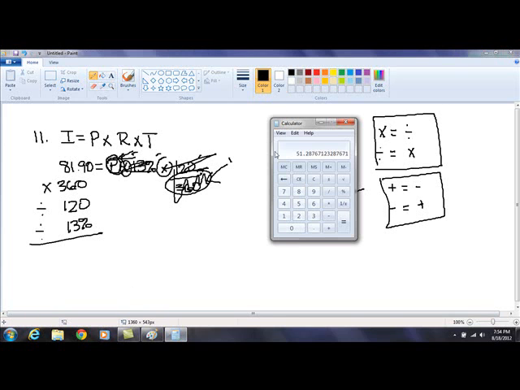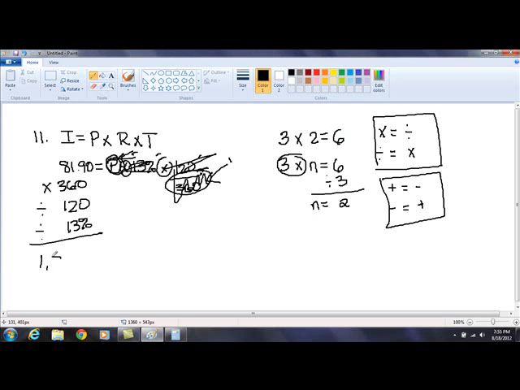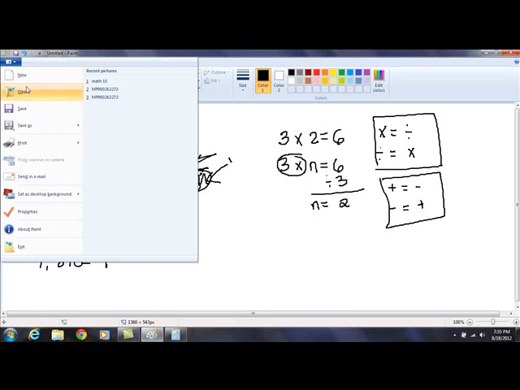So now all I have to do is bring out my handy dandy calculator and put in 81.90 times 360 divided by 120 divided by 0.13, and my result, 1,890 equals P. Easy? I hope you think so. Let's do the next one. That way we'll get an example of all of them.